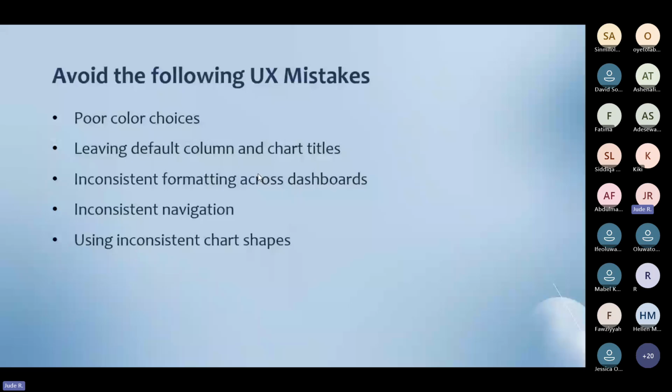Then using inconsistent chart shapes. Now, this talks about two different things. One, you have your column charts, and the thickness of one column chart is different from the thickness of another. Use the same type throughout. Let everything be consistent. Also talking about the background of your charts. Some you see in some dashboards, you put the background as sharp cornered rectangles. In another visual or dashboard page, you put rounded corners. Let them be consistent. You get.